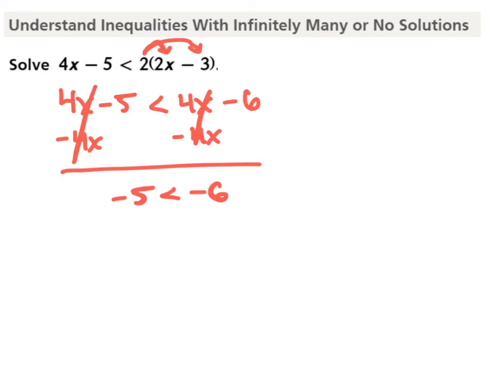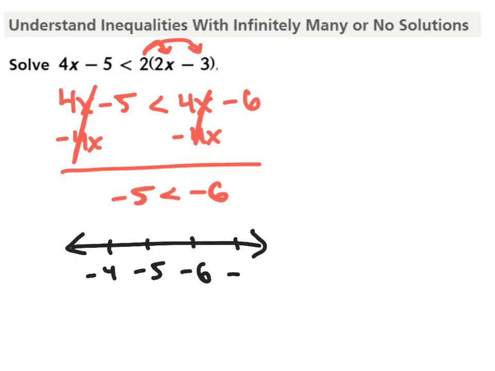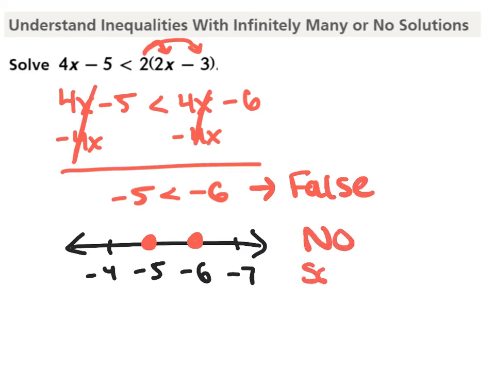And if we consider this on a number line, this is false, because if we're looking at it, we have something like negative 4, negative 5, negative 6, and negative 7. Our first number is negative 5, which should be less than negative 6, but it's not, so this would be false. And since it's false, this is what we call no solution.